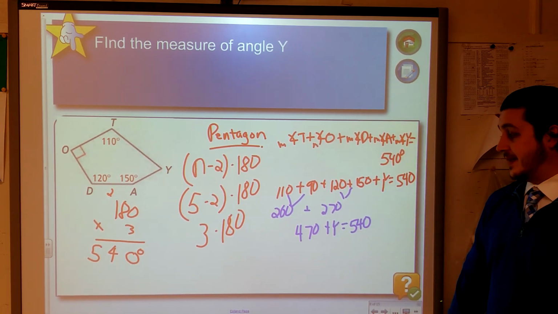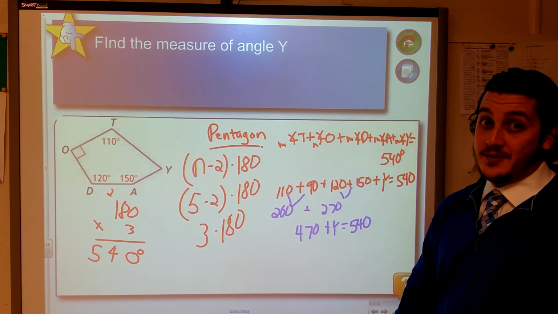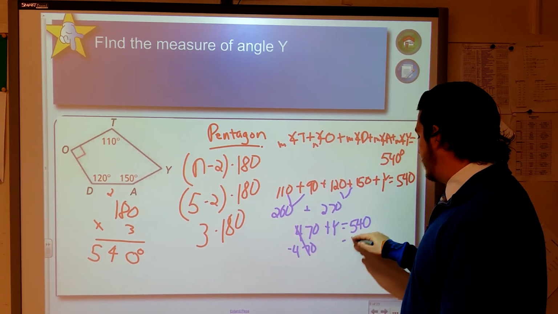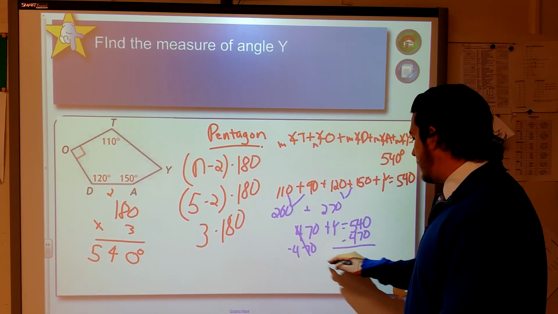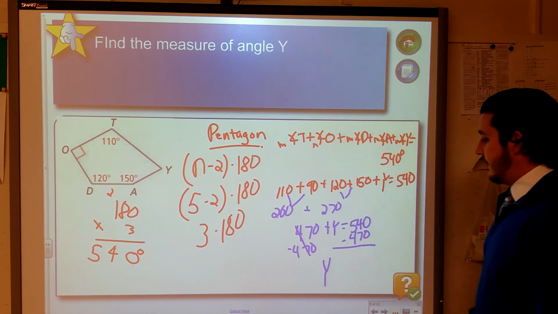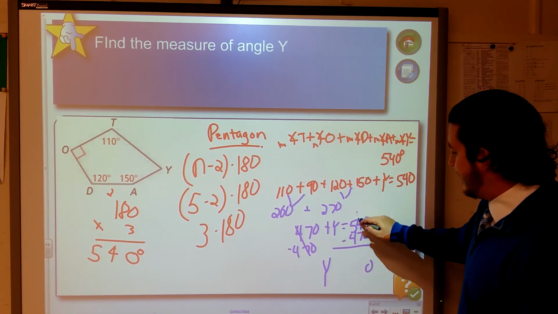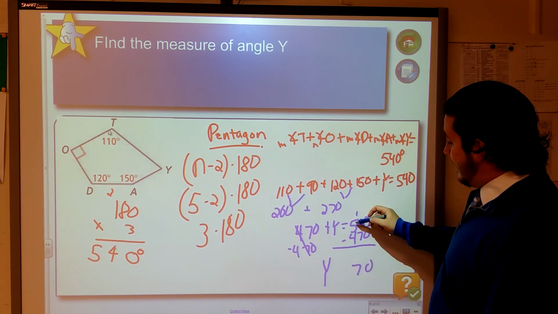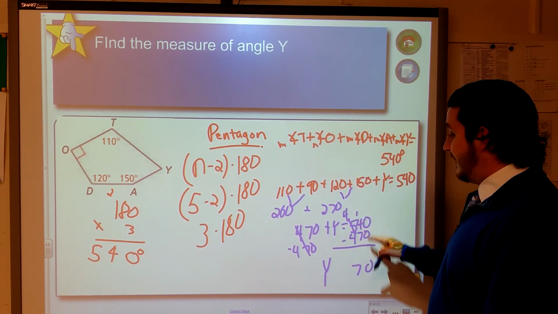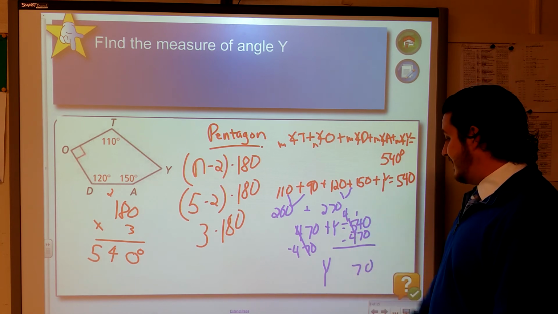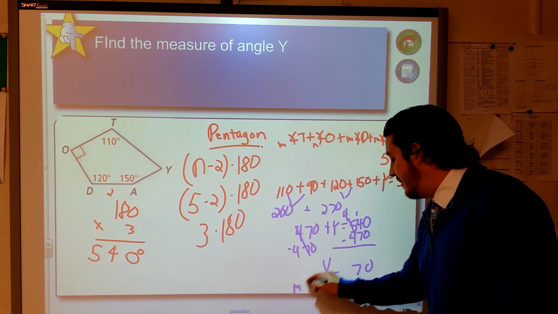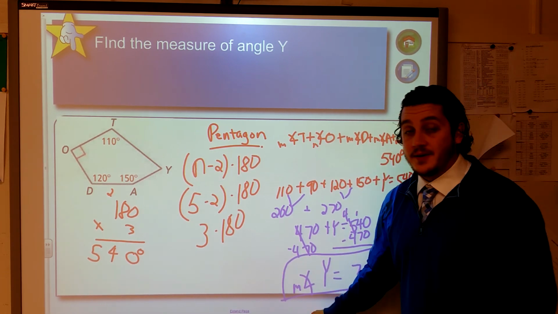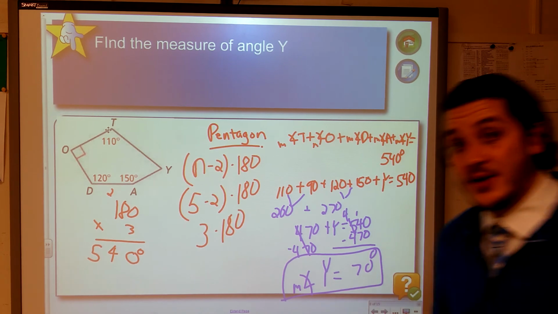We're almost there. Now what do we have to do? We got to get y by itself. Subtract 470. If we want to go old school math, we put a 4 here. 14 minus 7 is 7. This cancels that and drops to a 4 because of making that a 14. 4 minus 4 is 0. The measurement of angle y is 70 degrees. Crazy.